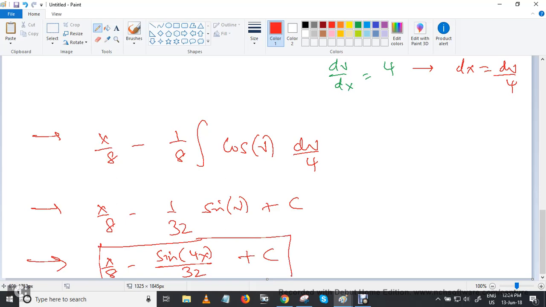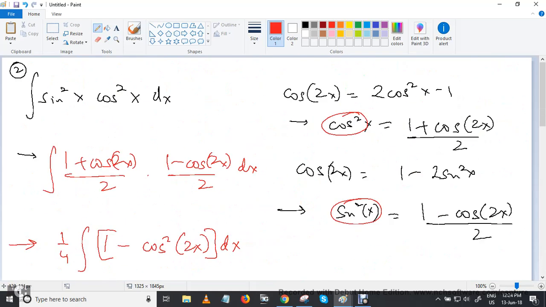And this is how we do problems involving the integral of sine to the power m x, cos to the power n x, where m and n are both even.